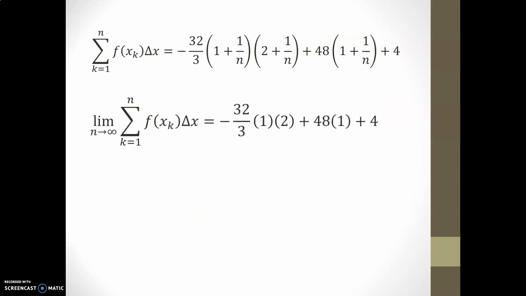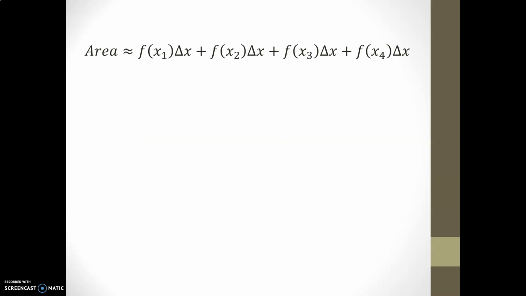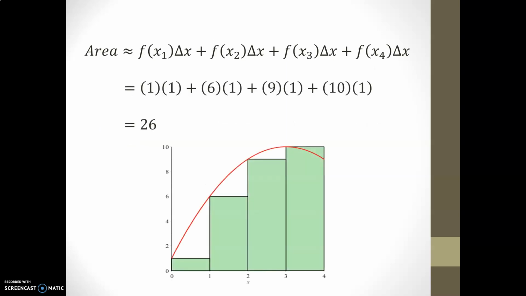And actually the limit itself is quite easy because 1 over n goes to 0 as n goes to infinity. So the leftover values actually give us an area of 30.667. This should not be a surprising answer because we've done this problem before using 4 rectangles, and we said 26 was an underestimation of the true area. We also found that 34 was an overestimation of the true area. So having 30 and 2/3 seems like a very relevant answer.